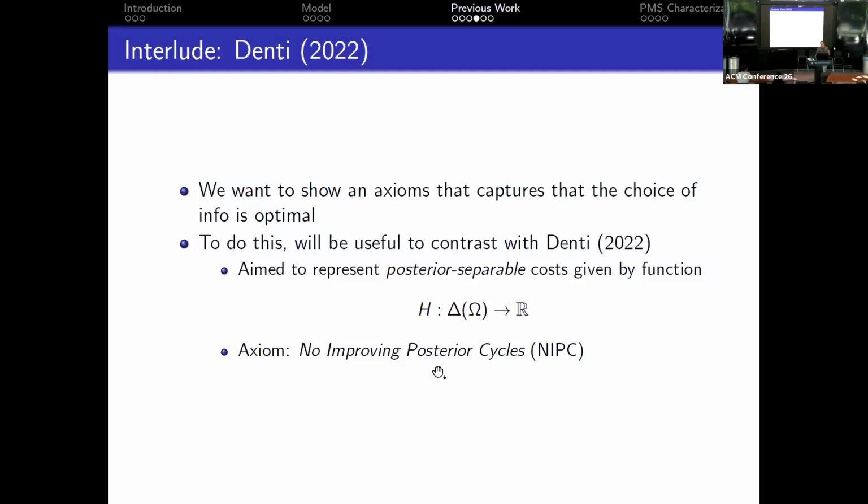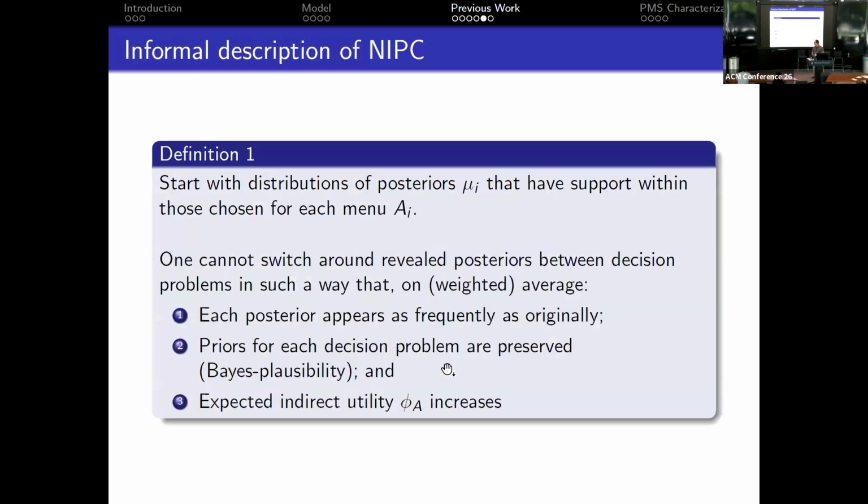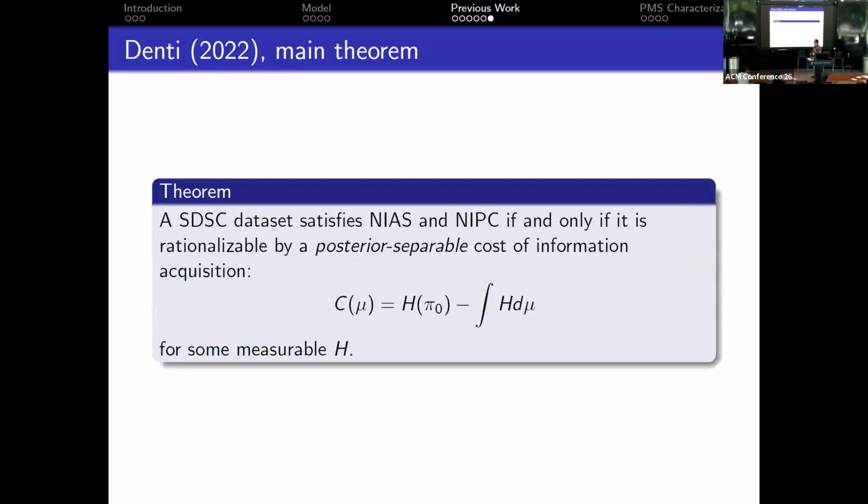And his axiom there was no improving posterior cycles. Informally, this states that if you start out with the given distribution of posteriors, then there's no way to improve the expected utility from rearranging which posteriors show up at which menu in a Bayes plausible way and increase expected utility at the same time. So his theorem is that a state-dependent stochastic choice data set satisfies no improving action switches and no improving posterior cycles if and only if it can be rationalized by a posterior separable cost function.